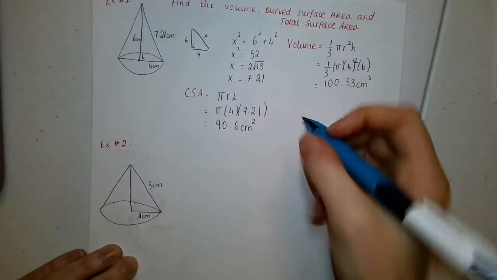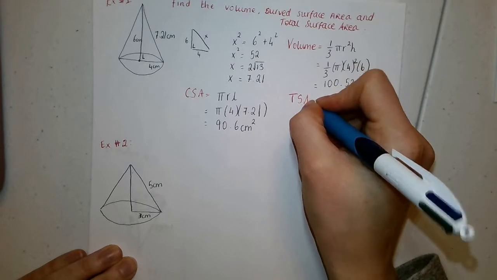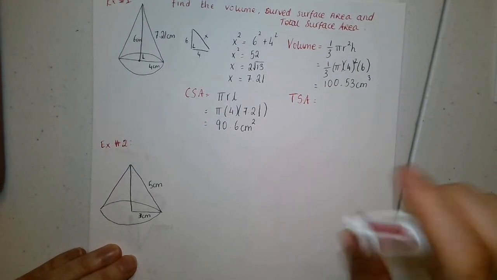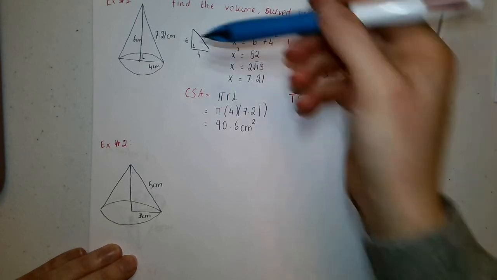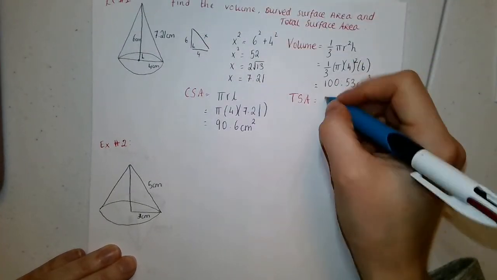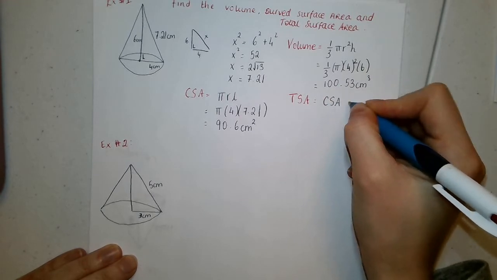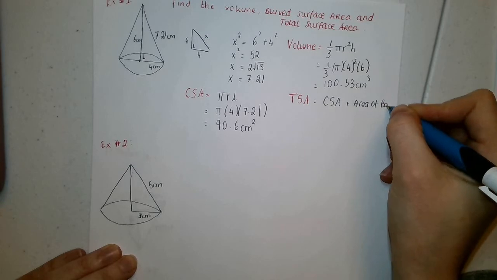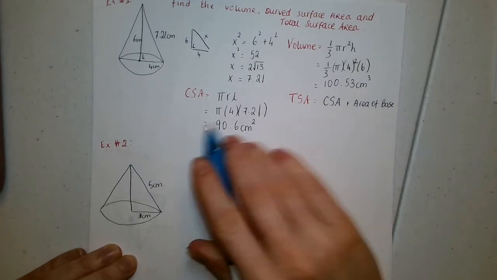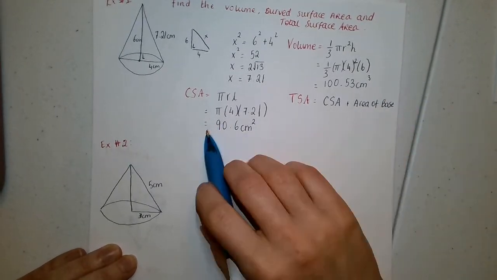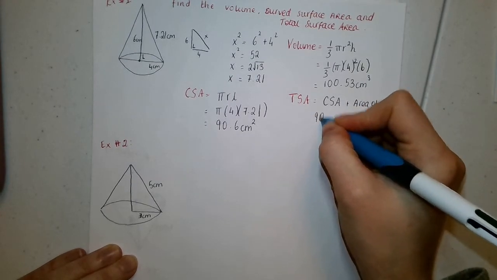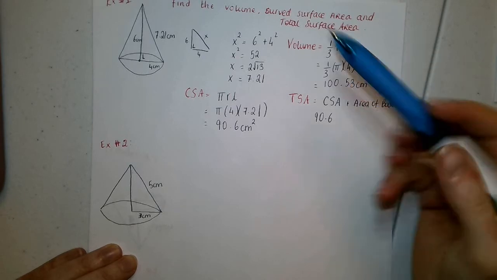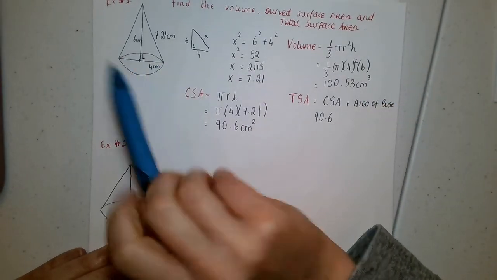And then lastly we want to find the total surface area. Now here, this formula isn't given to us, it's just important that we know how to find it. So our total surface area is the curved surface, which is the roundy bit, plus the area of the base, or bases. In this case, there is only one base. So the curved surface area which we found in this part of the question is 90.6 centimetres squared. And the area of the base here, as you can see, the base is a circle.